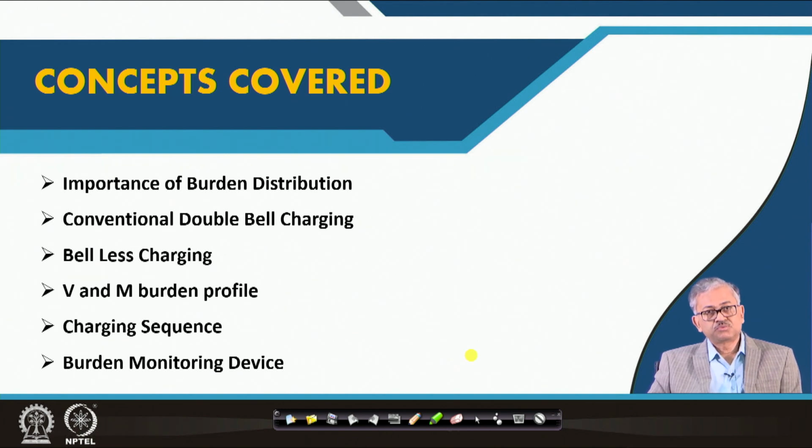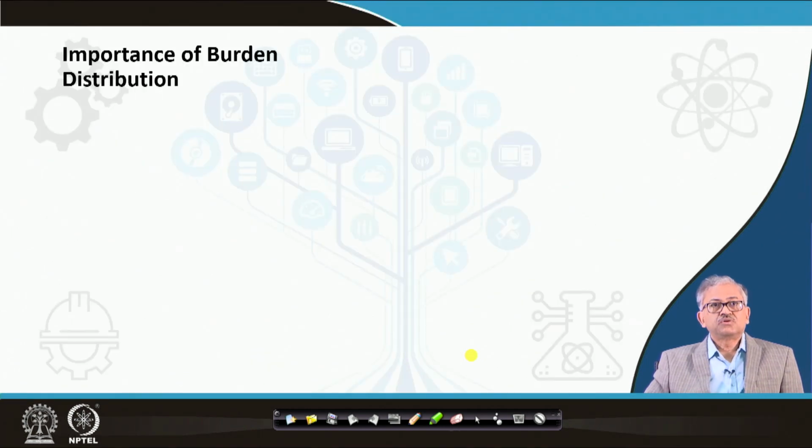Then we will discuss the charging sequence and the burden monitoring devices that are in place, and how burden distribution correlates with these different measurements and can rectify the different burden problems. So, now first is the importance of the burden distribution.